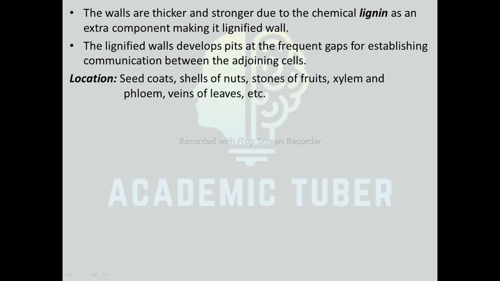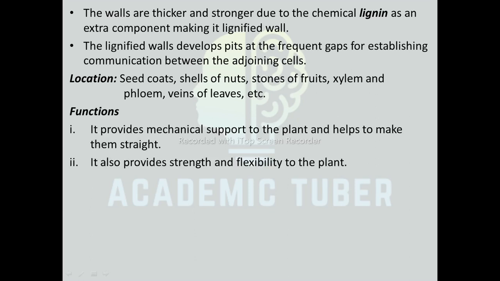Location of sclerenchyma: seed coat, shells of nuts, stone of fruits, xylem and phloem, veins of leaves, etc. Functions: it provides mechanical support to the plant and helps to keep them straight. It also provides strength and flexibility to the plants.